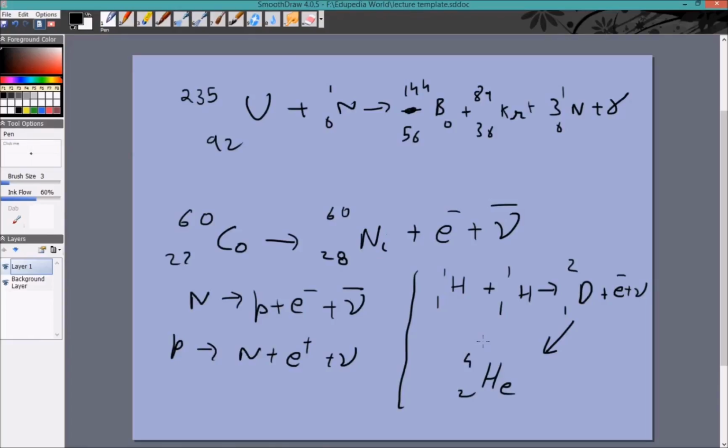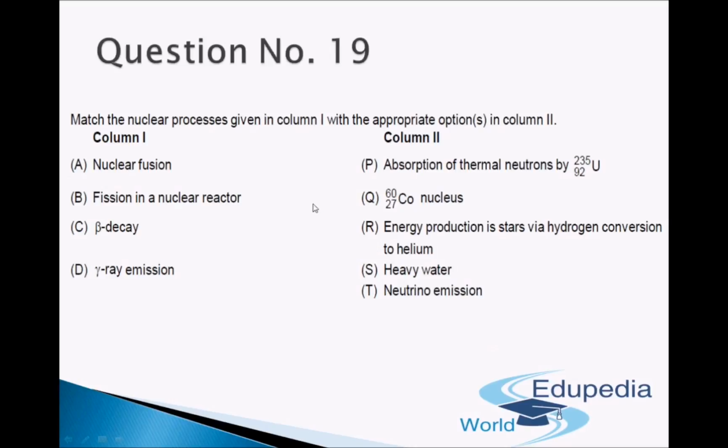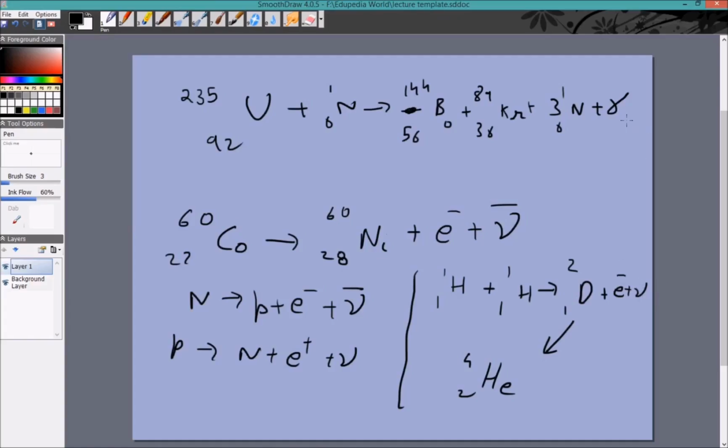So now let's look at the options. Nuclear fusion. In nuclear fusion, there is energy produced in the stars, that is through the nuclear fusion. Hydrogen and hydrogen become helium, and in that process neutrinos are transmitted as well, right? So for option A, the answer will be R and T. All the others are incorrect.